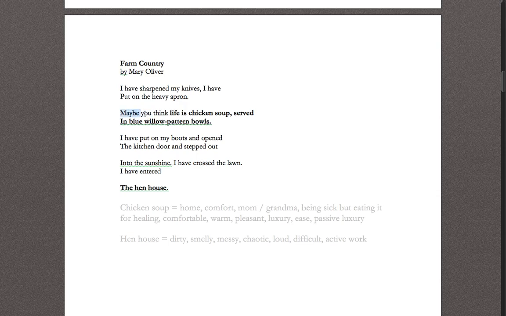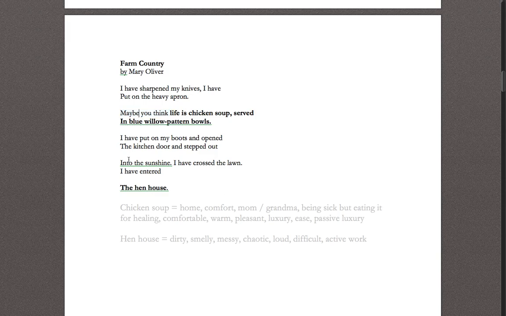We know from this phrase, maybe you think, that it's a little bit of an accusation. Maybe you think. You can even maybe hear the attitude in maybe. Maybe you think that's true, but it's not. And so before she establishes this first metaphor, she speaks to an audience and establishes that they, not her, think that life is comfortable, it is for healing, it is warm, it is pleasant, it is easy, it has passive luxury. Maybe they think that.